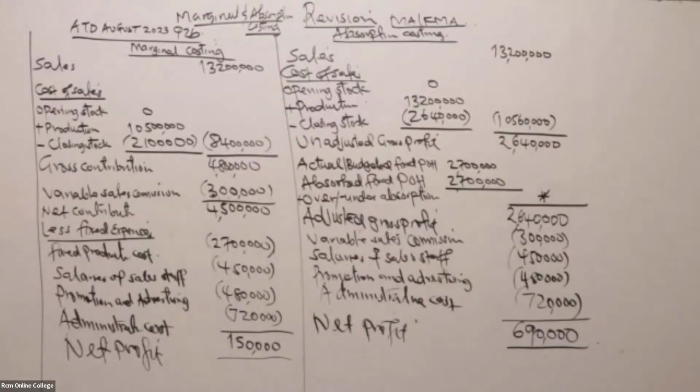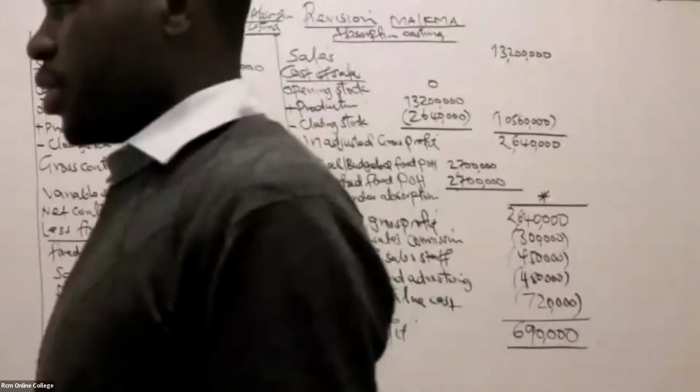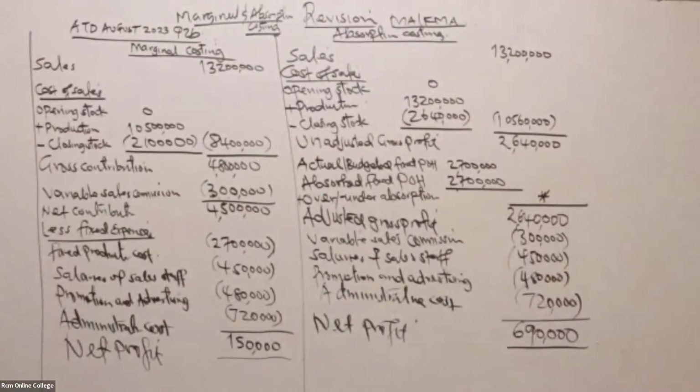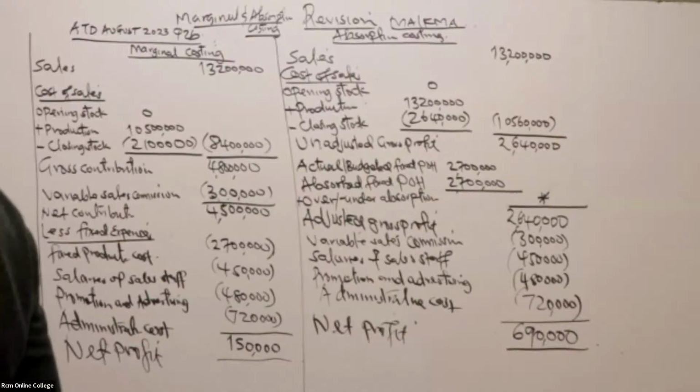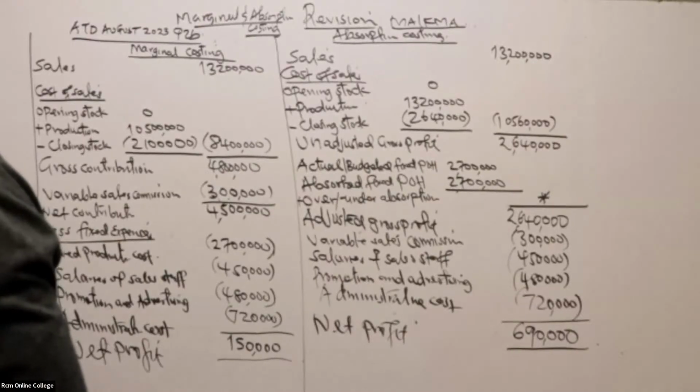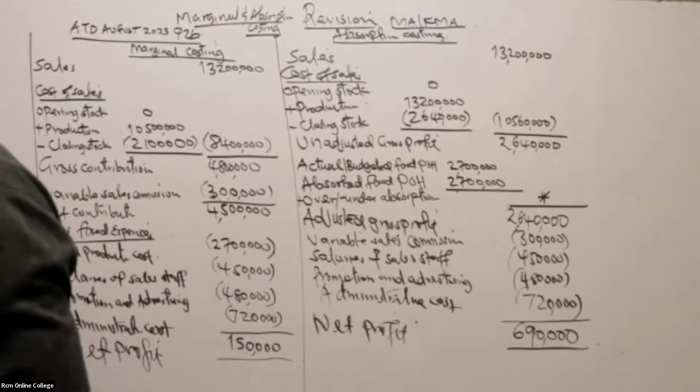Good. So are we all getting the same figure? Are we all getting the same thing? How is this question marked? Final answer or entries?